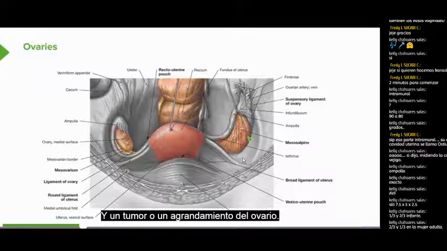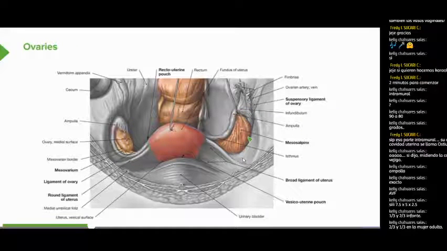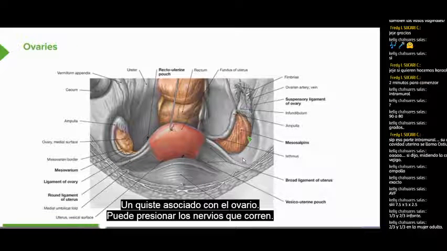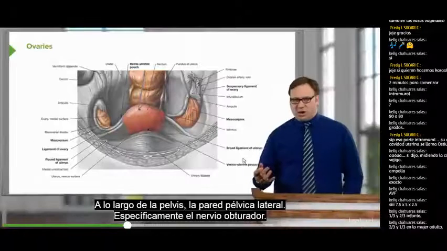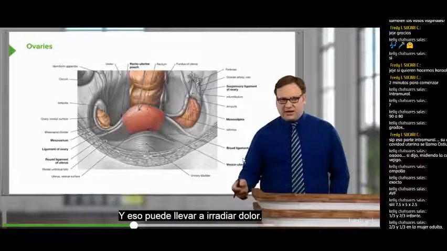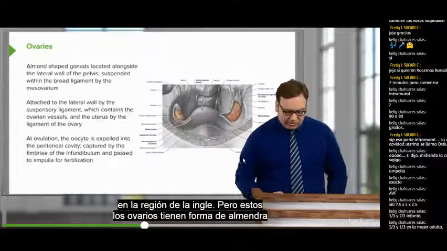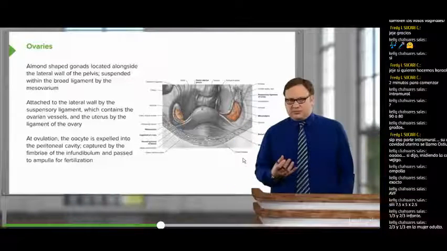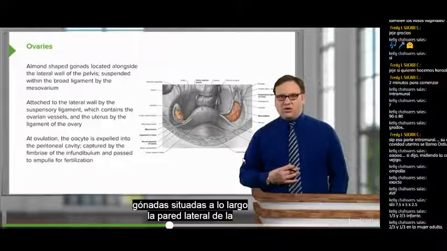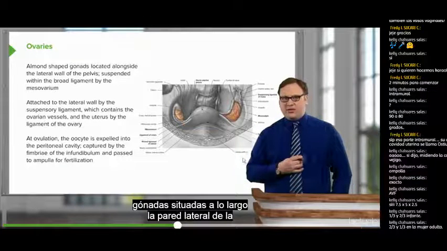And a tumour or an enlargement of the ovary, a cyst associated with the ovary, can press on the nerves that run along the lateral pelvic wall, specifically the obturator nerve, and that can lead to radiating pain in the groin region. But these ovaries are almond-shaped gonads located alongside the lateral wall of the pelvis.